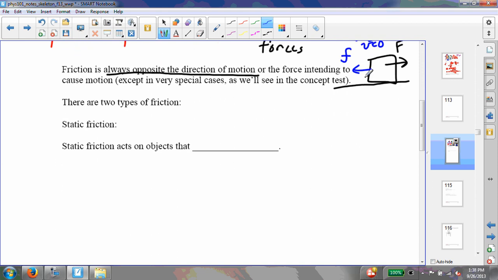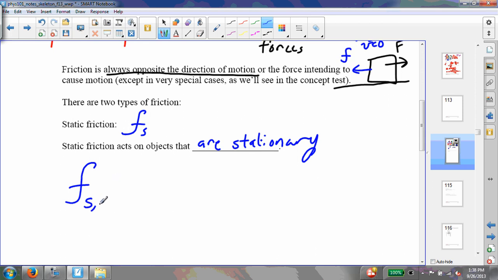Now, there are two types of friction. First of all, static friction. We call this Fs. And static friction acts on objects that, of course, are stationary. We can calculate our static friction in this way. Fs, so I'm going to write it in two different ways. I'll write it as Fs max equals mu s times my normal force.